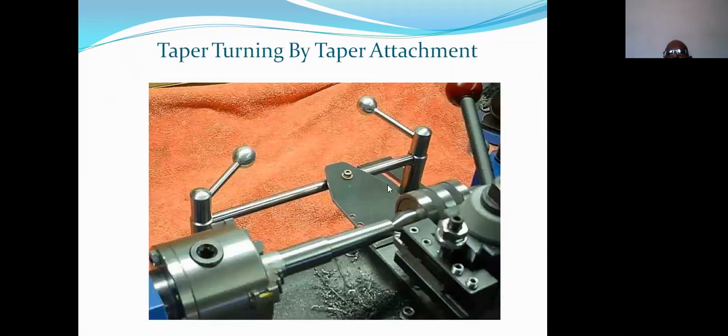This is the taper attachment. We can clearly visualize it. The tool post is nearer to the operator, whereas the taper attachment is in the opposite direction. Here the length of the job is somewhat more. That's why the job is fixed within the 3-jaw chuck and its other end is supported with the help of the dead center of the tailstock.